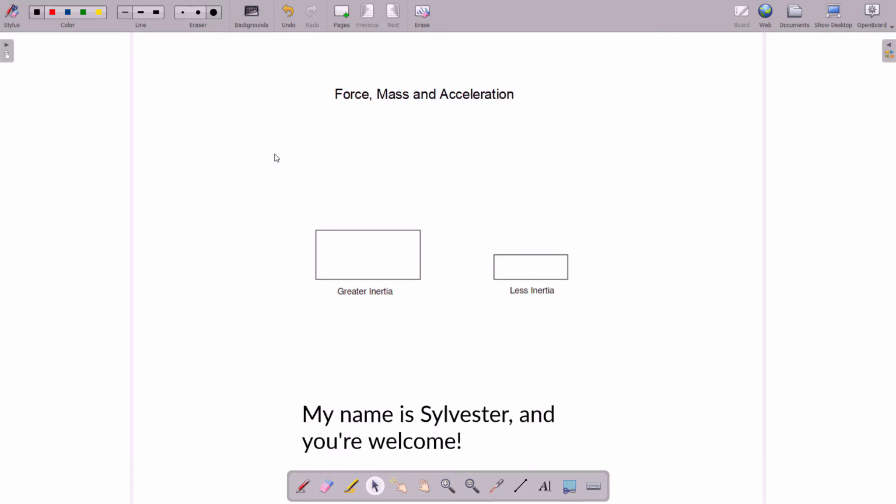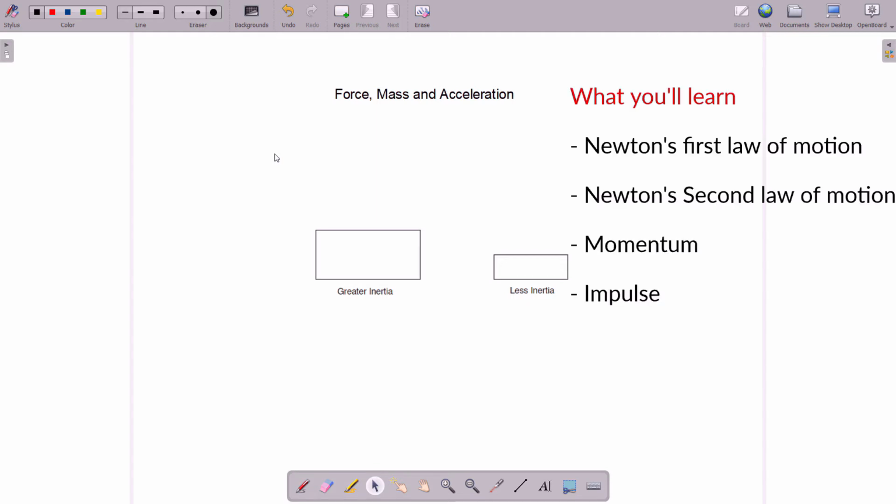We are going to continue with our discussion of the IGCSE physics to see how we can broaden our knowledge on the subject. We are considering force, mass, and acceleration today.